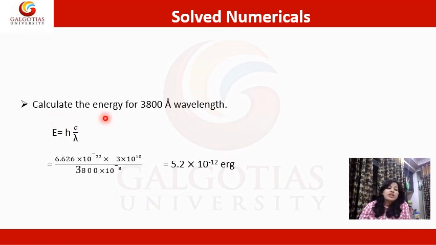Next, calculate the energy for 3800 angstrom wavelength. In this numerical, we calculate energy using the formula h c by lambda. Put in the values, because h is constant, c is constant, and the value of lambda is given. So we get the answer in ergs.